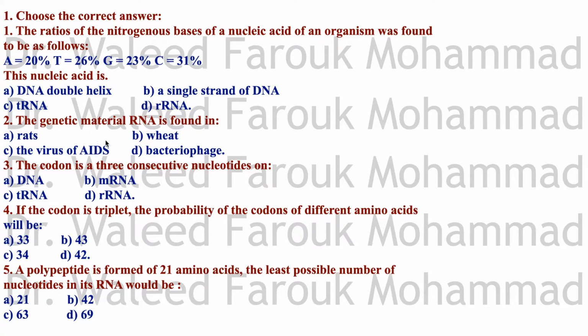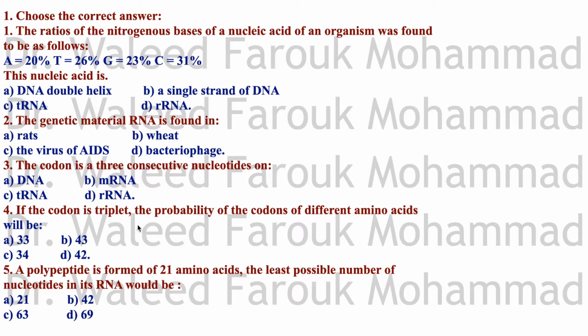Okay, the genetic material RNA is found in rats, wheat, but the virus of AIDS. The codon is 3 consecutive nucleotides on mRNA. It's mRNA. The codon is on the mRNA.